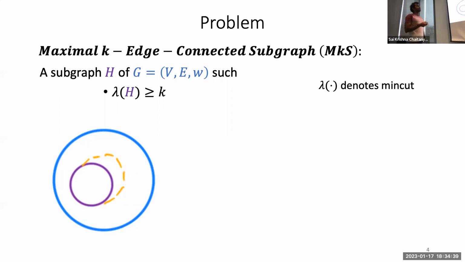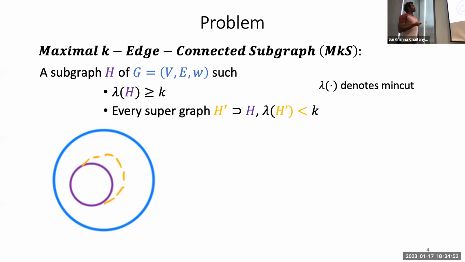I use lambda to denote the min cut of the graph throughout the talk, and lambda of H is the weighted min cut value of H. If it is at least K, then it is cage connected. And the maximality definition is that every supergraph H prime of H has min cut less than K. So this is the maximal subgraph, and any supergraph of this has a min cut less than K, and that is what a maximal cage connected subgraph is.